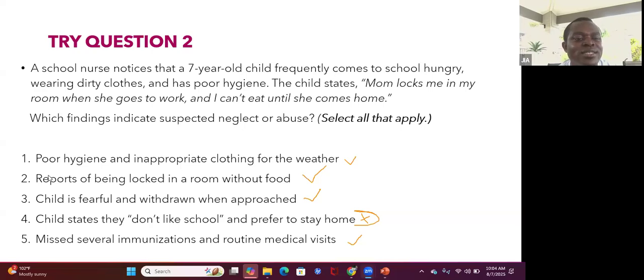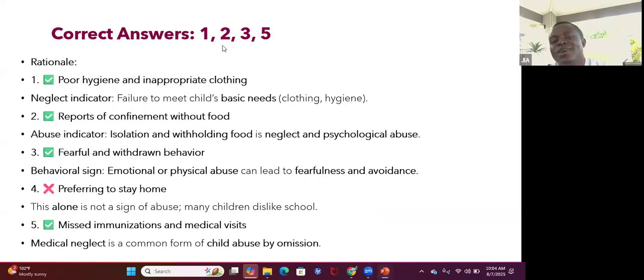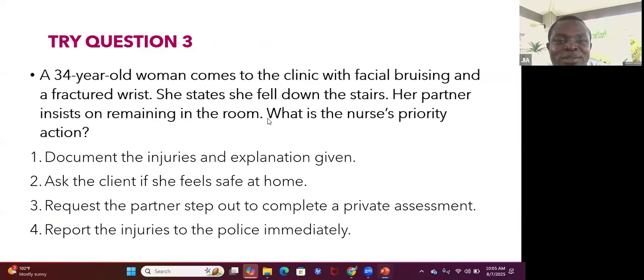All right, let's check it out and see. Yes, so we are correct. All options are correct except 4. So that is it. They're very easy. Okay. Now let's take the last 2 questions on spousal abuse. Someone can read for us.